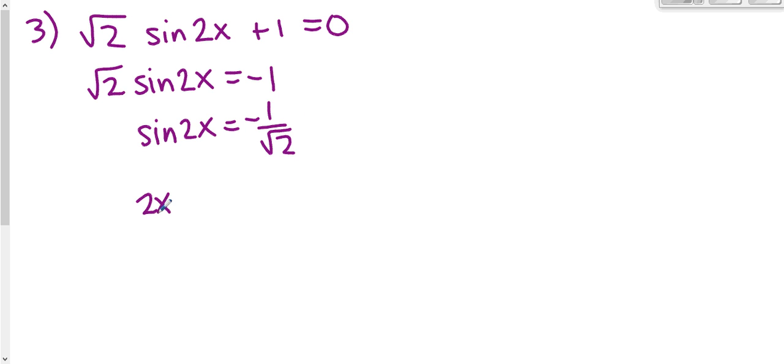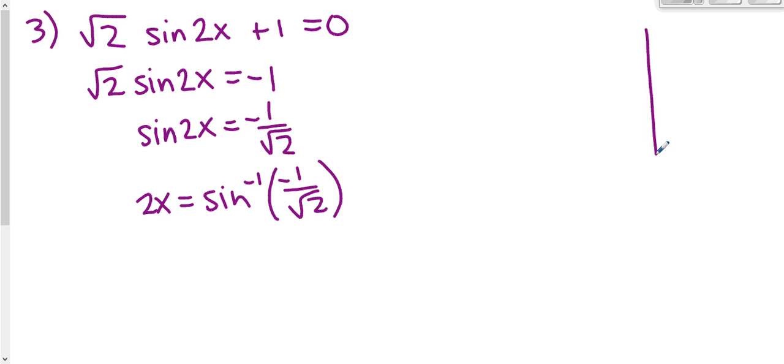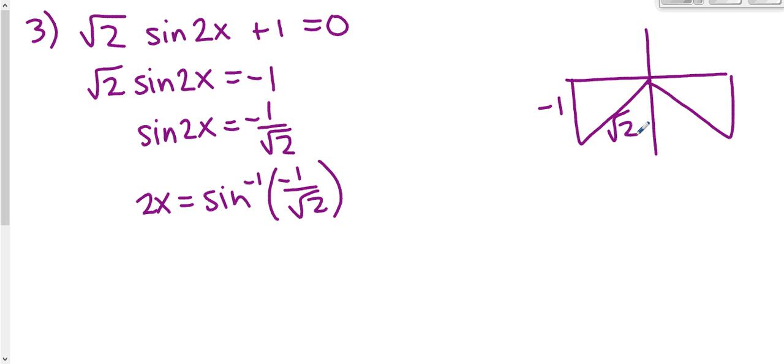Now we're going to find the inverse sine of negative 1 over square root 2. Okay, it's negative, so we're in quadrant 3 or quadrant 4 for sine to be negative. And we want the 1 on the opposite and the square root 2 on the hypotenuse. So we know this is going to be a 45-degree angle. So that means we have 225 and we have 315.